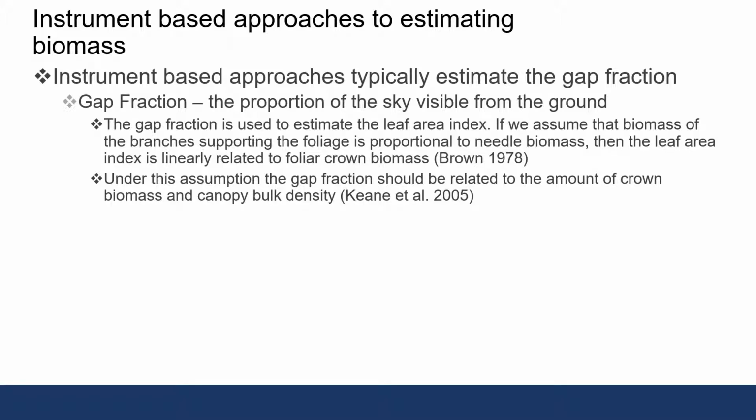Lastly, I want to briefly touch on biomass estimates using instruments. Typically, when we use instrument-based approaches, we are attempting to estimate the gap fraction of the site. The gap fraction is the proportion of the sky visible when viewed from below the canopy. We can use the gap fraction to estimate leaf area index, then assume that biomass of branches supporting foliage is proportional to the foliage biomass. Using this assumption, we can estimate amount of canopy biomass as well as the canopy bulk density. We will talk more about canopy bulk density in the next lecture.